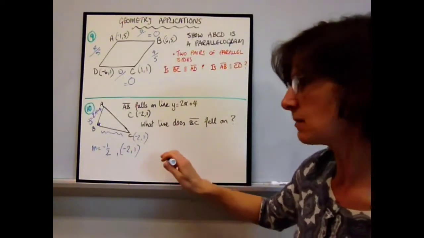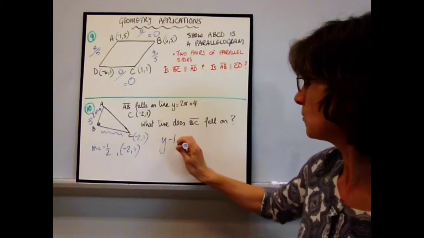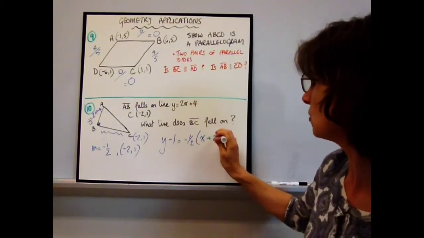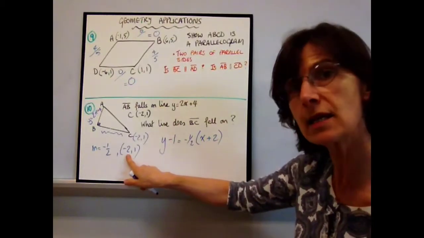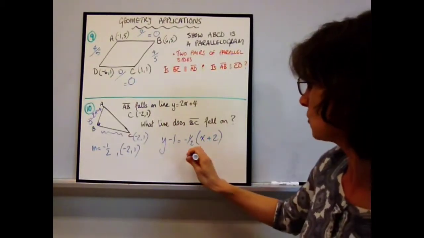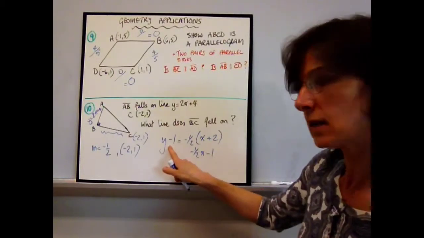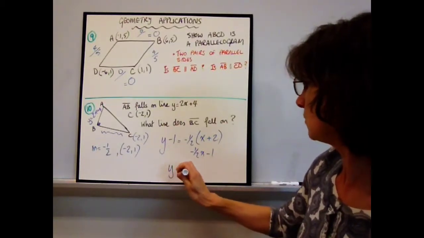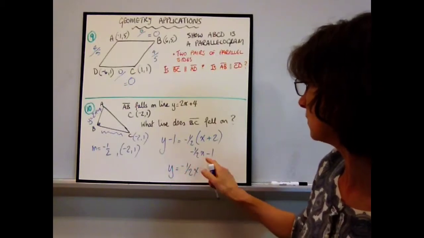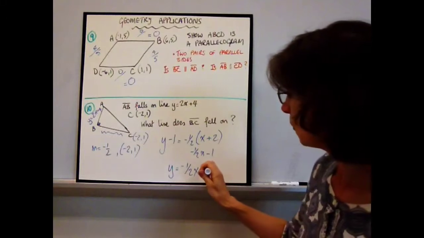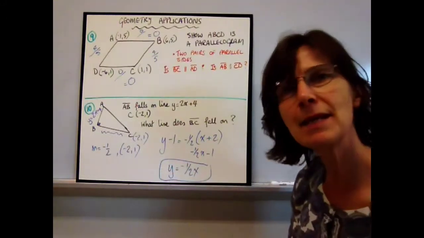So we'll put it in point slope form first. Y minus 1 is equal to negative 1/2 multiplied with the quantity x plus 2. Notice it's x plus 2 because it was taking away a negative. We'll distribute first, and then I'm going to add 1 to both sides. Y is equal to negative 1/2 x. Oh, so 1 disappears. So y equals negative 1/2 x. We have found the line that segment BC falls on.